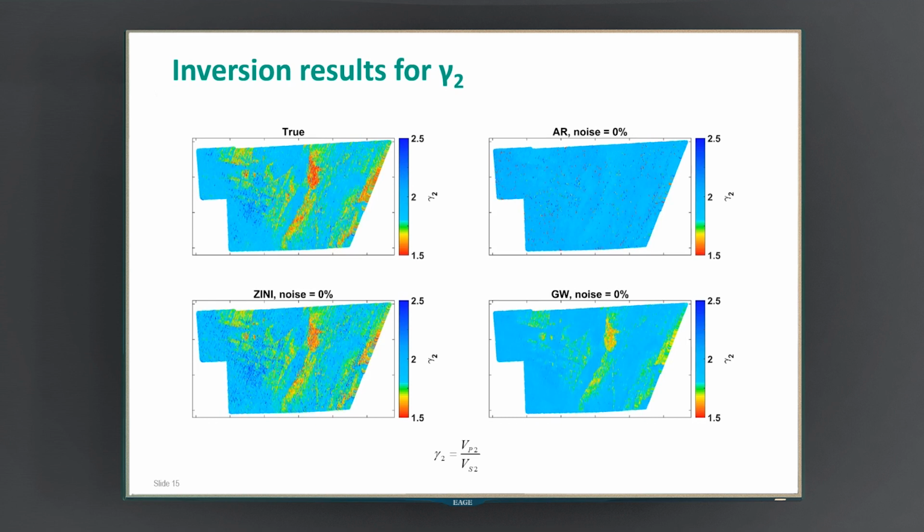Again, starting with noise-free case, the first thing that strikes the eyes is that Aki-Richards method gives completely wrong gamma 2 values and that the hydrocarbon zones are barely visible. Gardner-Wiggins method reveals all the anomalies, but overpredicts the values in gas-filled areas, marked by red colors, while the Zinio method gives a very similar image to that of true gamma 2 map. Addition of noise blurs the Zinio image and slightly affects the Gardner-Wiggins map.